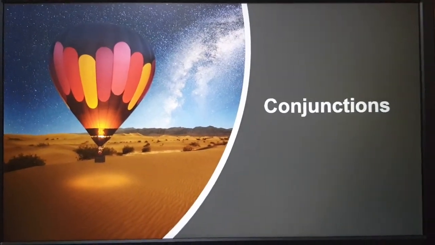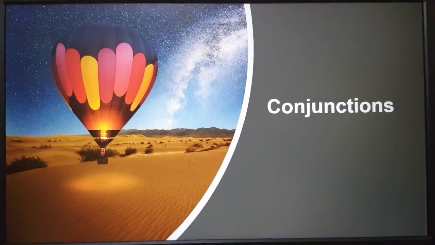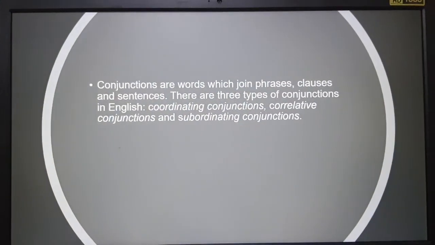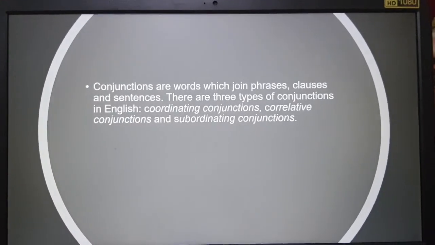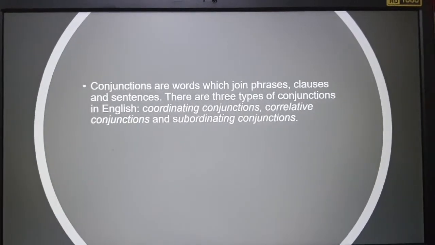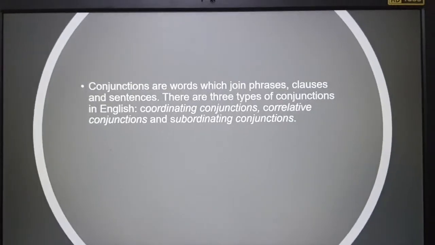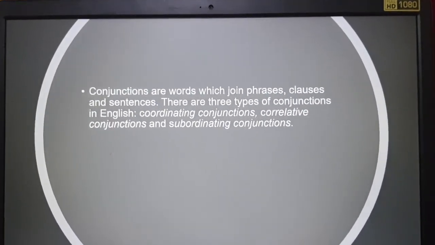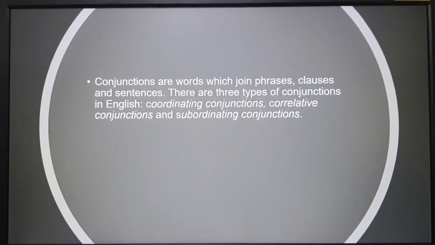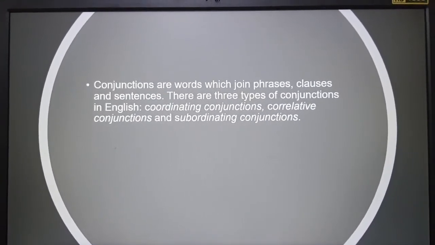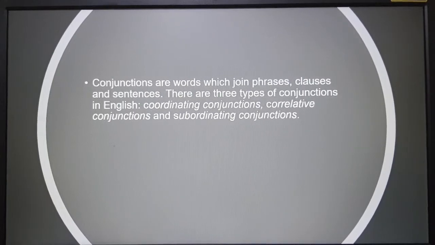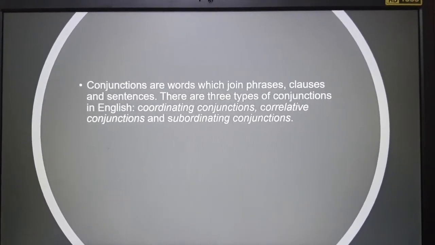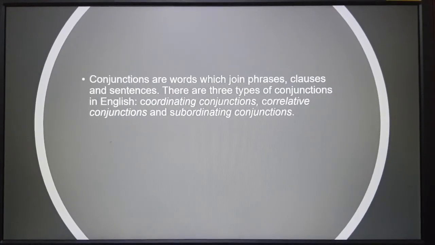Today we will start with a new topic of your English grammar book, that is conjunctions. So first of all, let us know what conjunctions are. Conjunctions are words which join phrases, clauses and sentences. There are three types of conjunctions in English. First is coordinating conjunctions, then correlative conjunctions and subordinating conjunctions. So let us learn about all of these in detail.